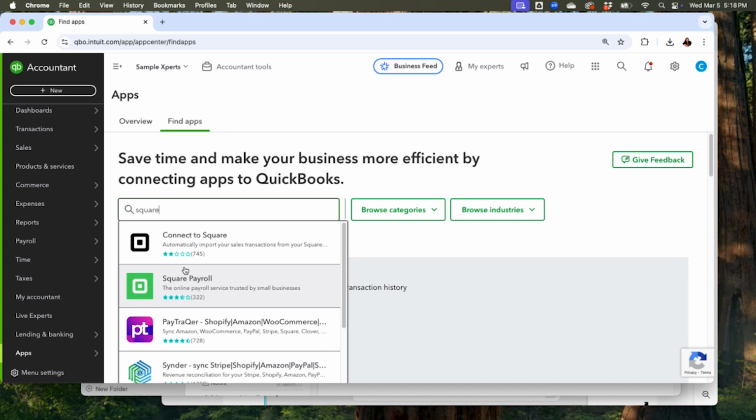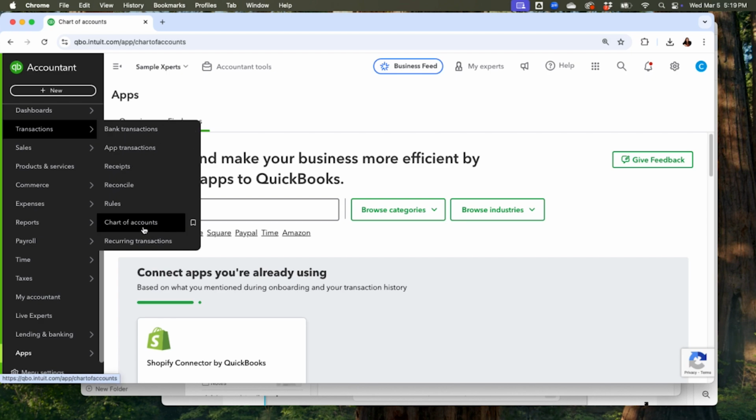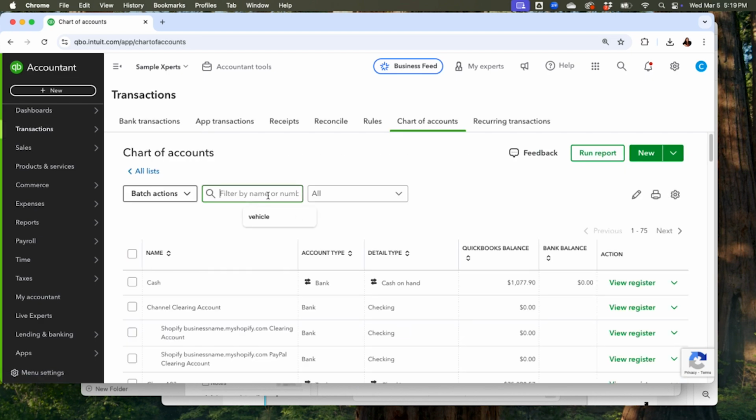And when connecting Square Payroll, you want to make sure that everything is sending to the right place. So, wages go to wages, make sure taxes go to taxes, and so on and so forth. So you want to make sure you map this correctly. So before you integrate, like I said, always take a look at your chart of accounts, so you can go transactions, chart of accounts, and make sure that you add all the accounts necessary for the integration.